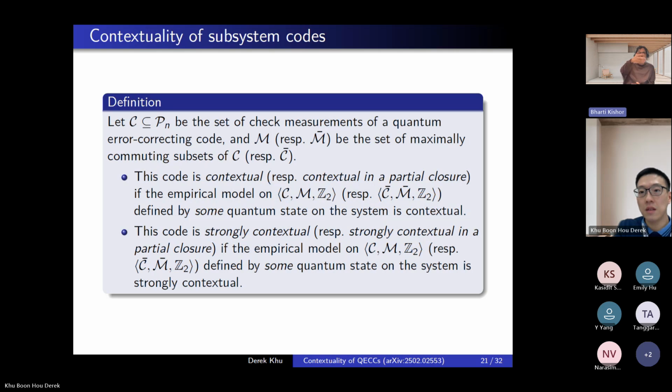And basically what we show, I think Derek will show, is that under partial closure, all of them collapse and they become the same. Yes. And we can define the corresponding things for partial closures as well.